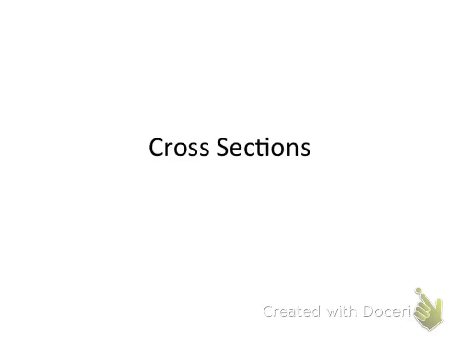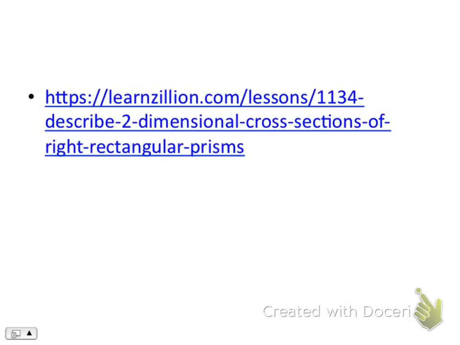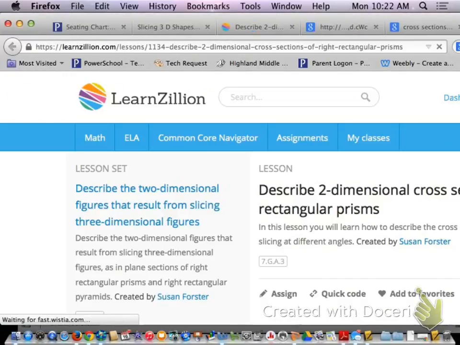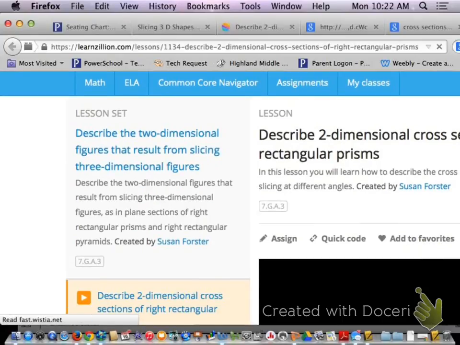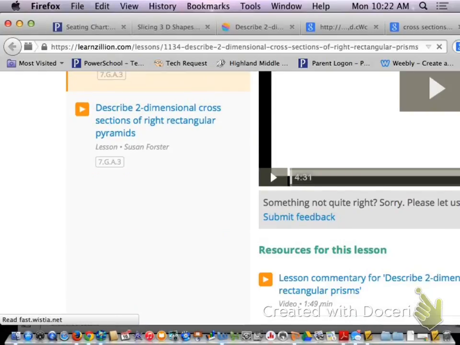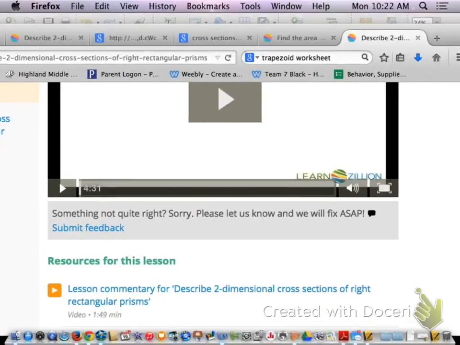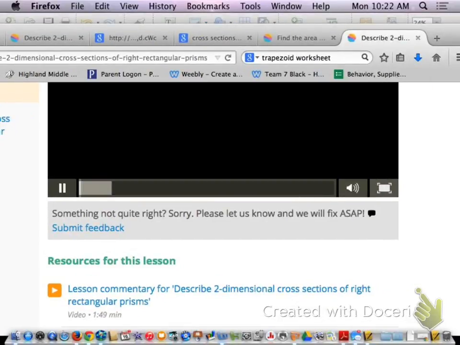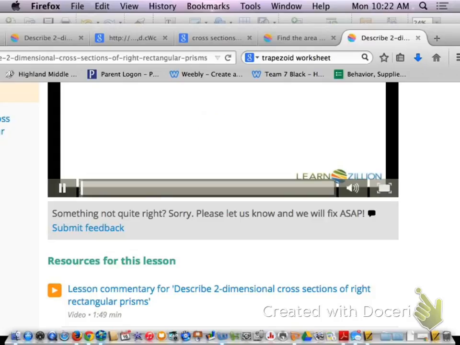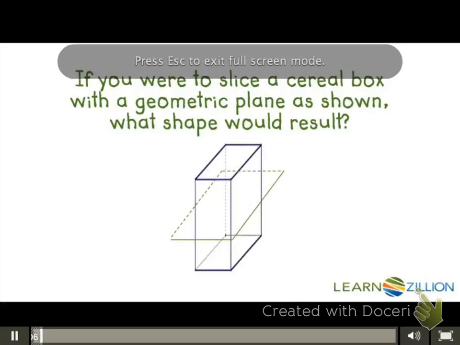Alright, today we're going to watch a couple videos related to finding the cross sections of three-dimensional figures. If you were to slice a cereal box with a geometric plane as shown, what shape would result?